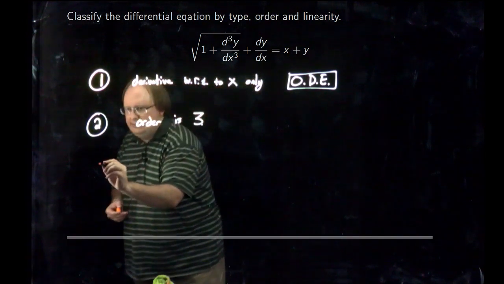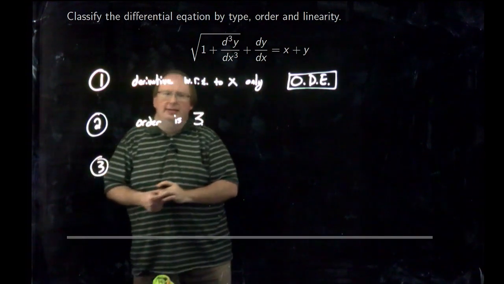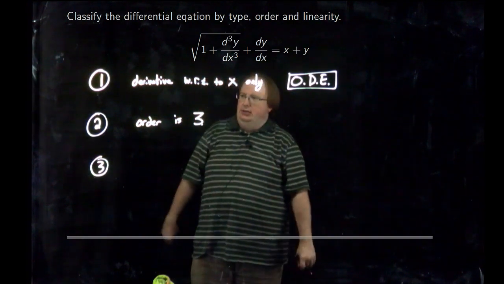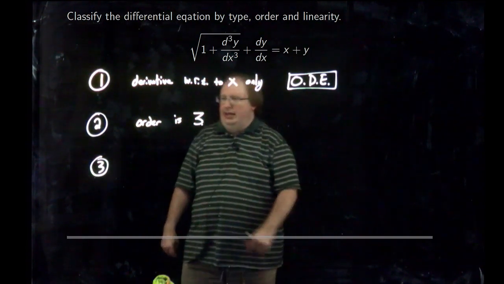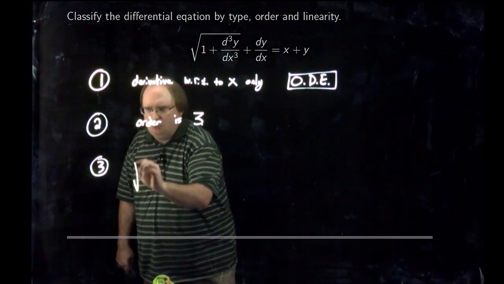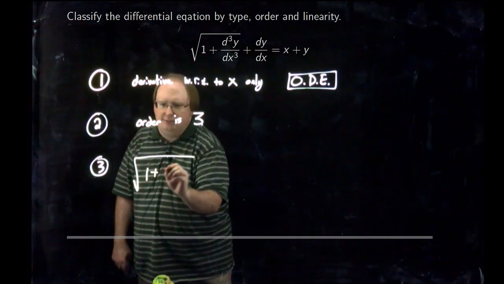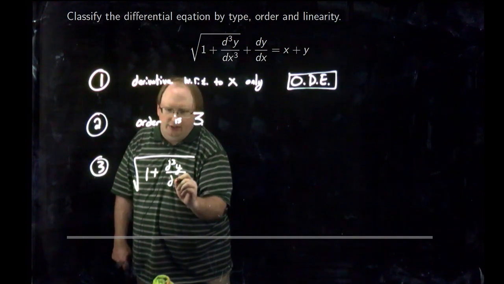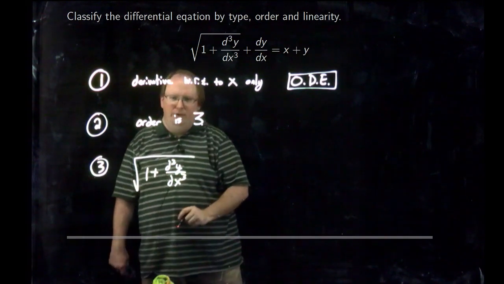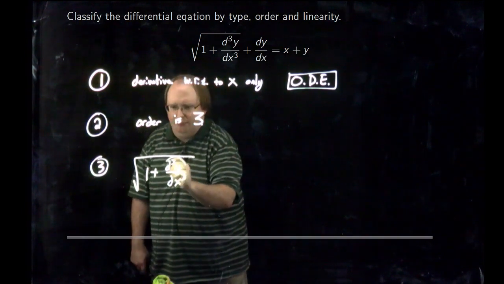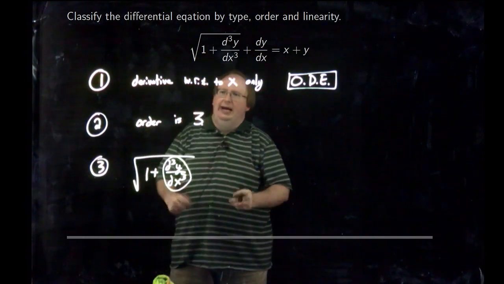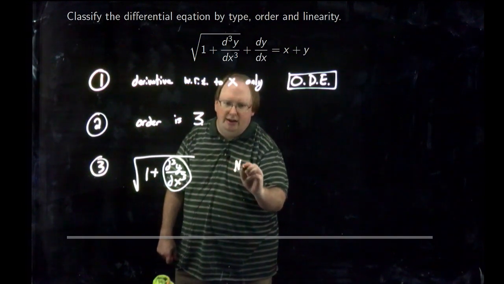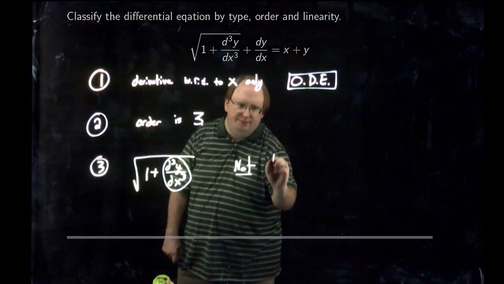And the third thing is, is it in fact linear? Now remember, linear means it's just going to have a function times a derivative of some order. In this case, because I have the square root of 1 plus the third derivative of y with respect to x right here, that's inside the square root. So that means this is not linear.